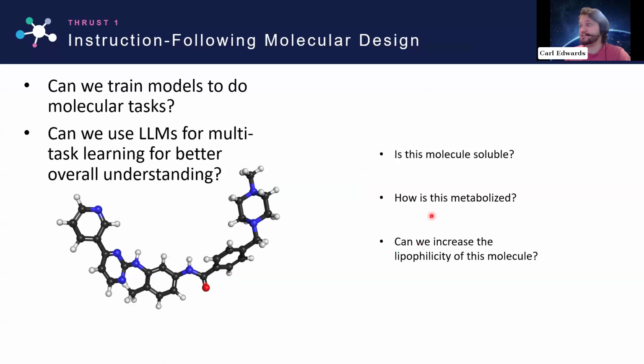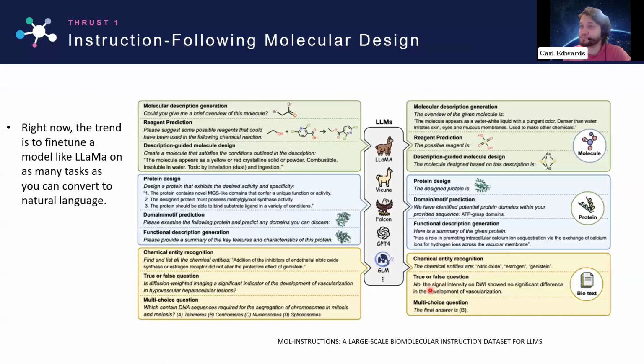Another interesting direction, which I think I alluded to at some point, is: can we train models to do molecular tasks in an instruction-following way? Here we're in some sense doing multitask learning by learning on a lot of different tasks. And right now I'd say that overall the trend is to fine-tune a model like Llama on as many tasks as you can convert to natural language, basically.